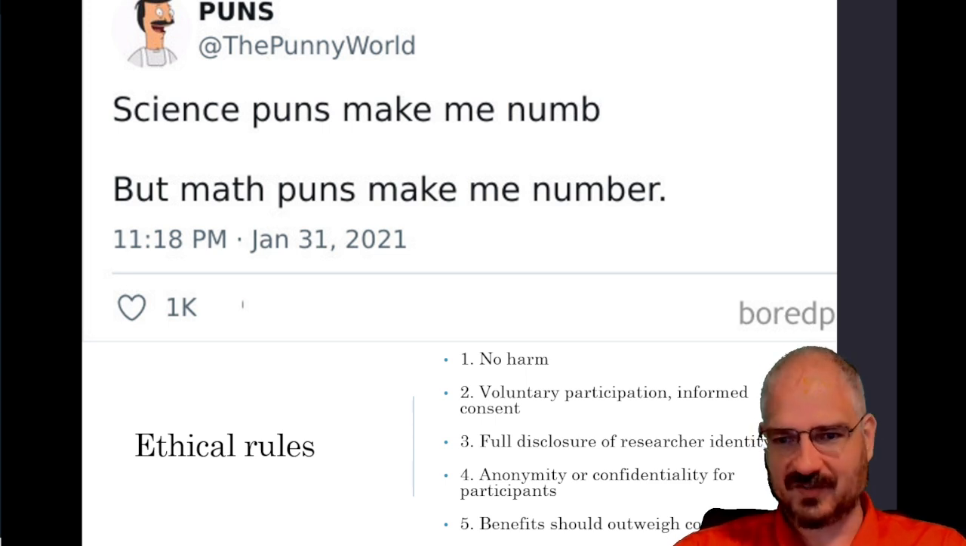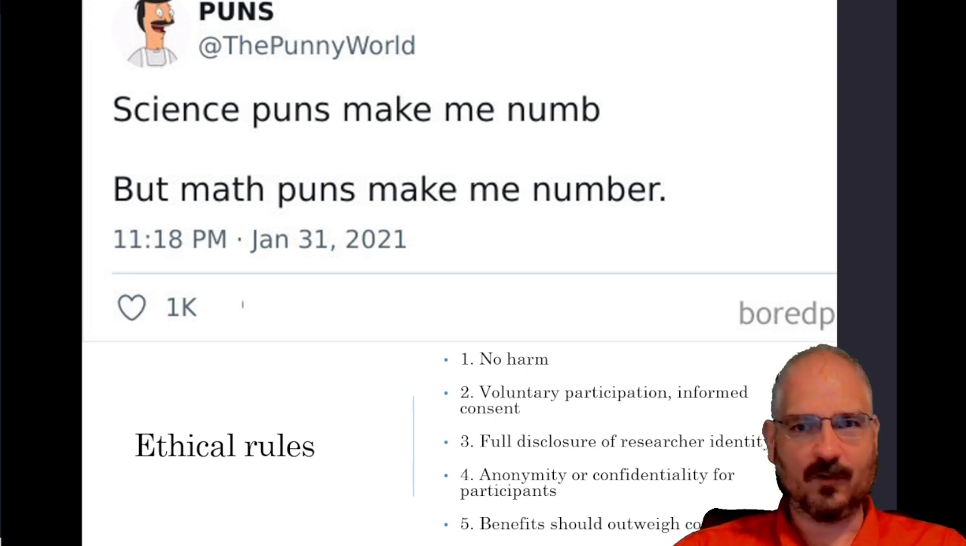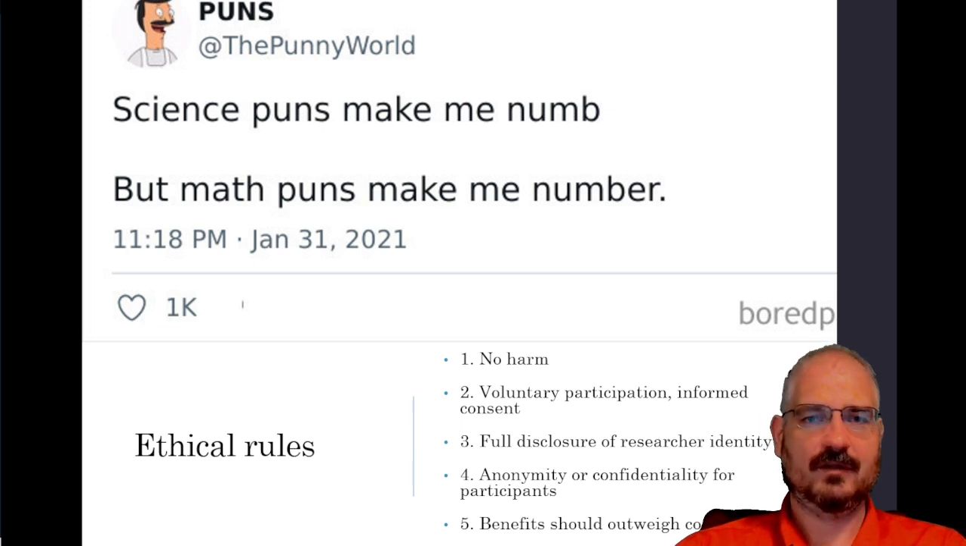Number 2, voluntary participation and informed consent. Informed consent, those two words are probably the two most important words in research methods. Informed consent. People have to know what they're consenting to, and then knowing what the possibilities are, they have to then freely and without being pressured agree to do it, right?